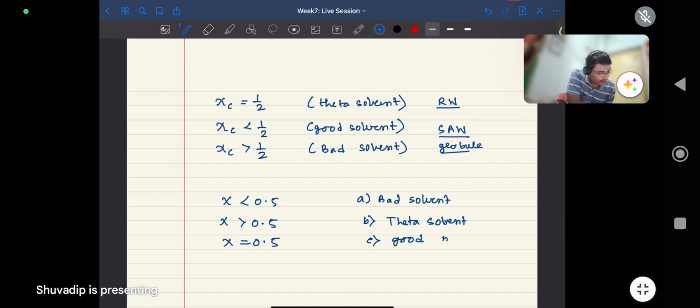So chi less than half is certainly the good solvent. So this is 1, 2, 3. So 1 goes with C, 2 goes with greater than, so poor solvent, bad solvent, 2 goes with A, and 3 obviously goes with the remaining one. So this was the question.